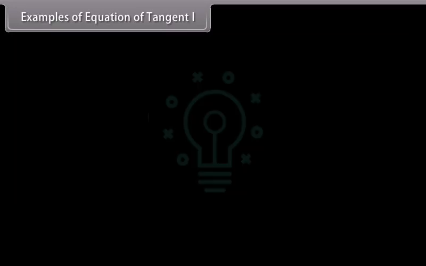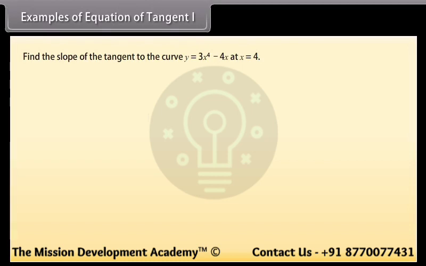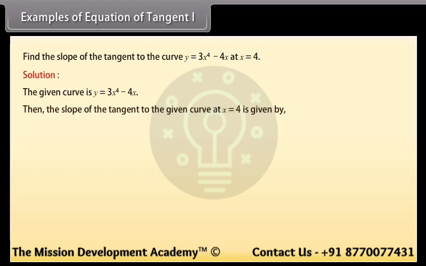Examples of equation of tangent. 1. Find the slope of the tangent to the curve y is equal to 3x raised to the power 4 minus 4x at x is equal to 4. Solution. The given curve is y is equal to 3x raised to the power 4 minus 4x. Then, the slope of the tangent to the given curve at x is equal to 4 is given by dy by dx at x is equal to 4 is equal to 12x cubed minus 4 at x is equal to 4 is equal to 12 into 4 cubed minus 4, which can be solved to 764.